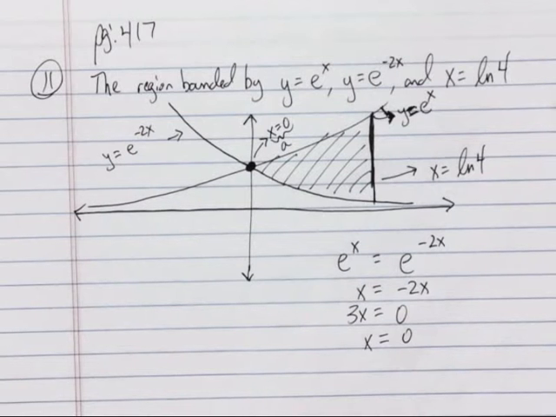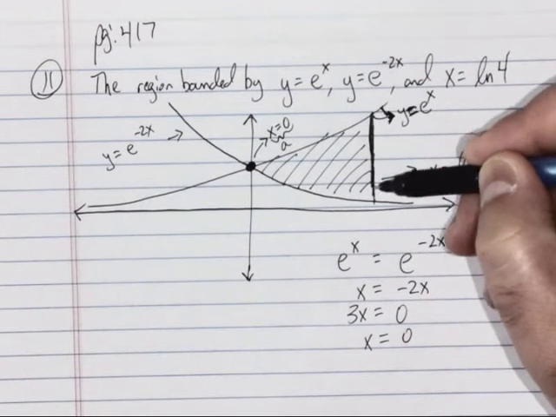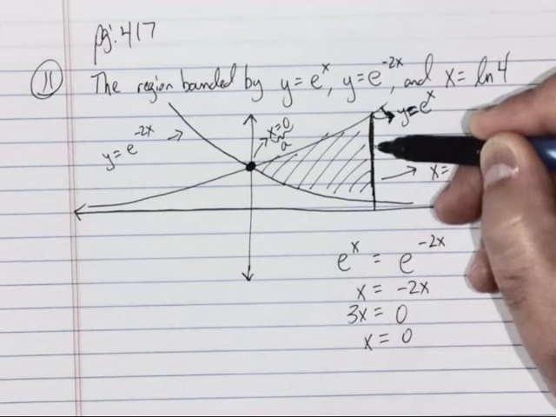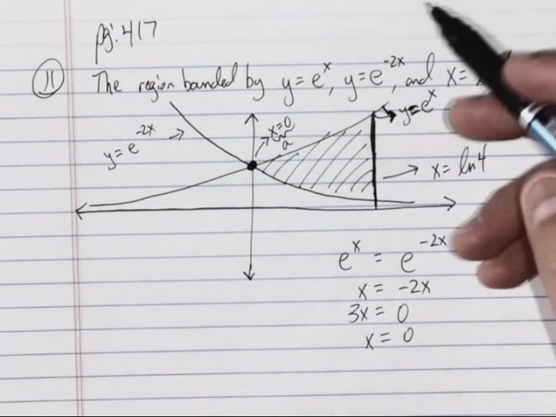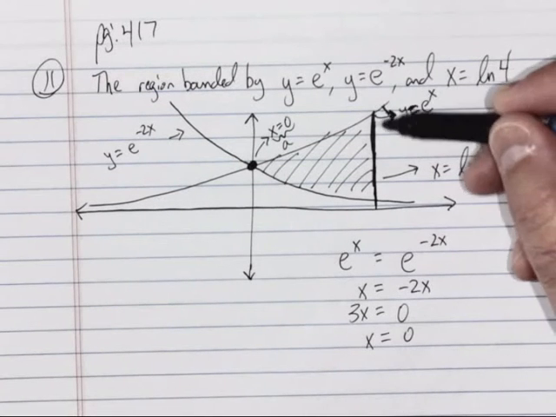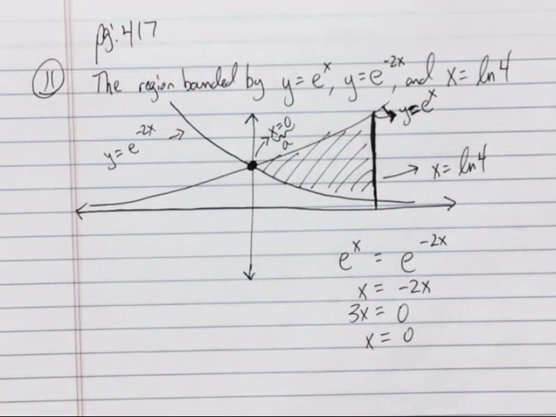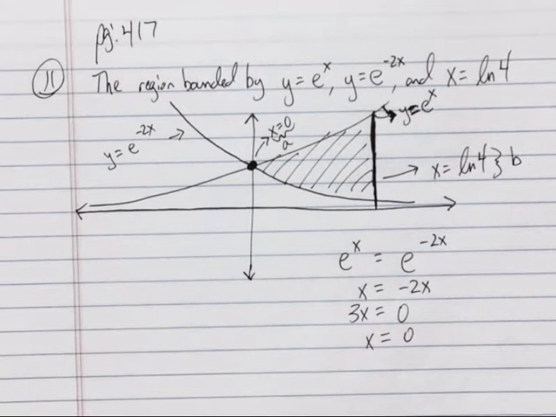Okay, and then the value of b is pretty much given to us as well, because that's going to be this vertical line here. That's the rightmost boundary for the region, and that's going to be ln of 4. That's a vertical line. We know that it's going to go through ln of 4 on the x-axis. So this is actually our b. So we have our a and we have our b kind of given to us. We didn't have to do a whole lot of work to find that.